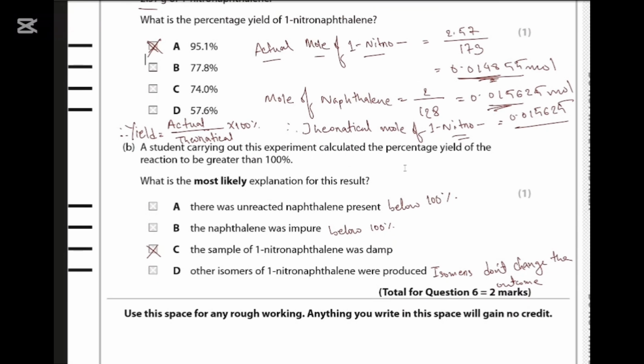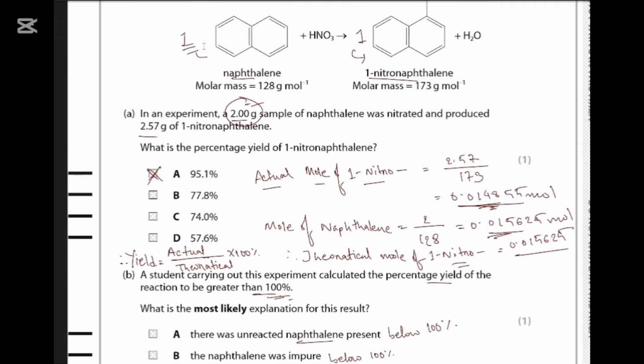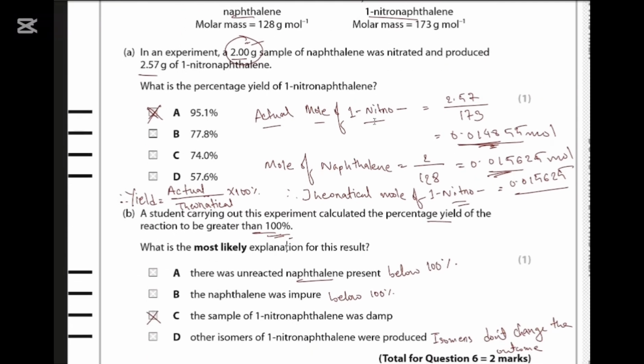A student carrying out this experiment calculated the percentage yield of the reaction to be greater than 100%. What is the most likely explanation for this result? So the student got a yield greater than 100%. That's unusual. So what could be the case? A says that there was unreacted naphthalene present. If there was unreacted naphthalene present, then the yield would have been lower than 100%. It doesn't explain why it's more than 100%. If some of the naphthalene does not react, then the yield is obviously below 100%.